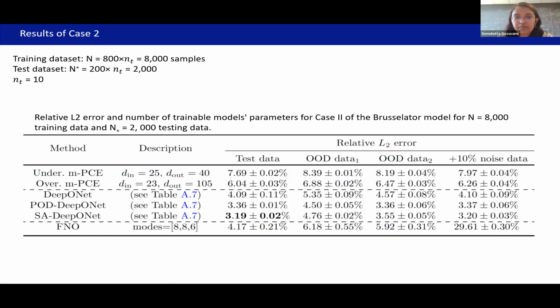The similar experiment that I previously presented with the first data set is also presented here, and the self-adaptive DeepNet is more accurate than the others. If we manually modulate the error from DeepNet, we can obtain a test accuracy of 4% against the other ones. We can also see that among the under- and over-parameterized PCE models, the under-parameterized PCE model is unable to make a good prediction compared to its over-parameterized counterpart.